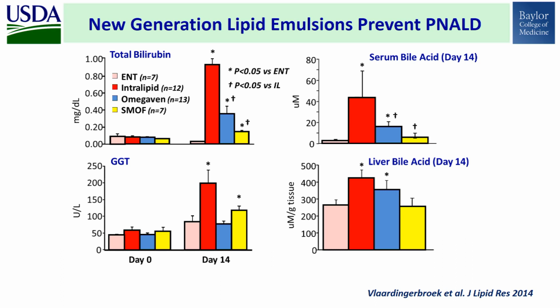But you can see in the Omegaven and the SMOF groups that this tended to be prevented or was lower compared to intralipid. We also showed that intralipid resulted in an increase in serum bile acids that tended to be lower with Omegaven and SMOF. And this was also found in the case of the liver bile acid content after 14 days.